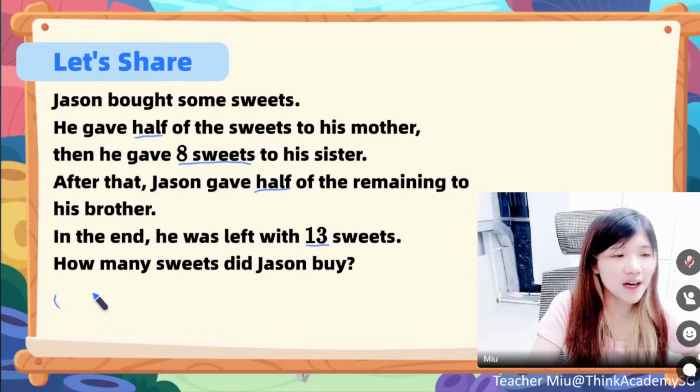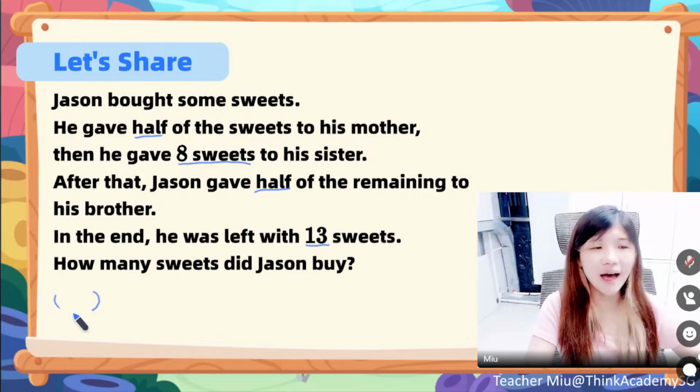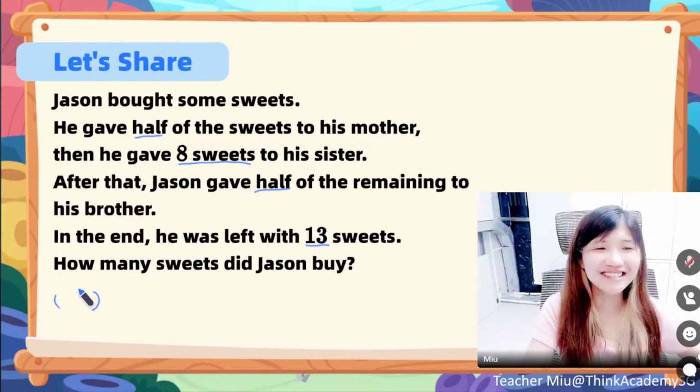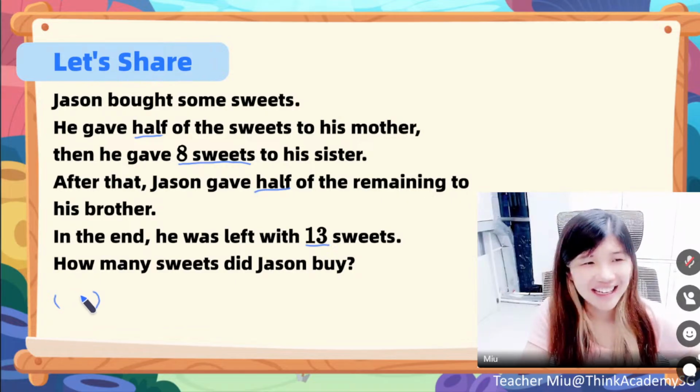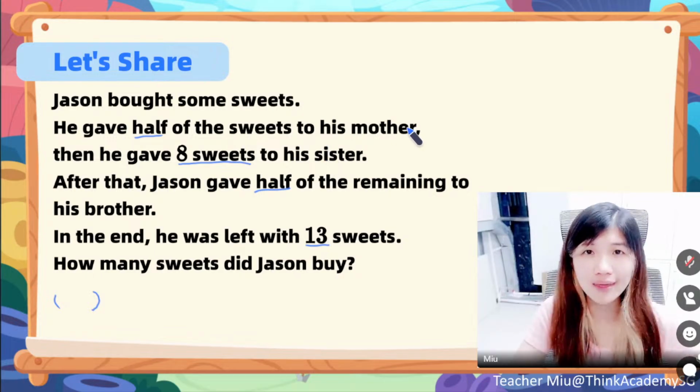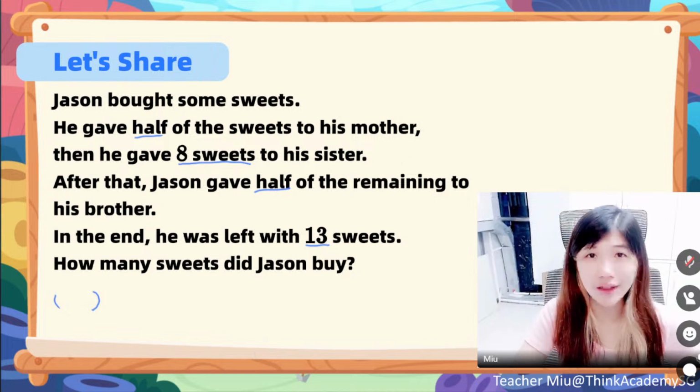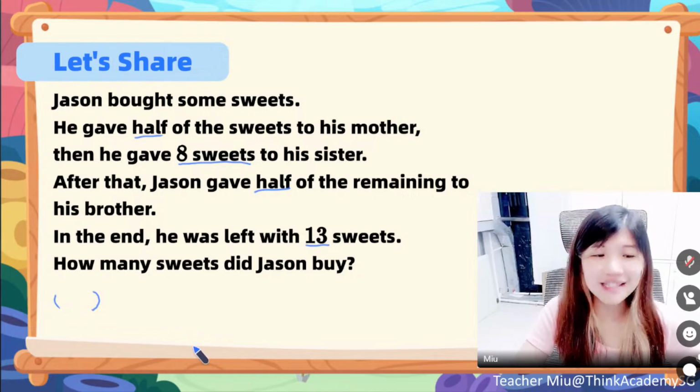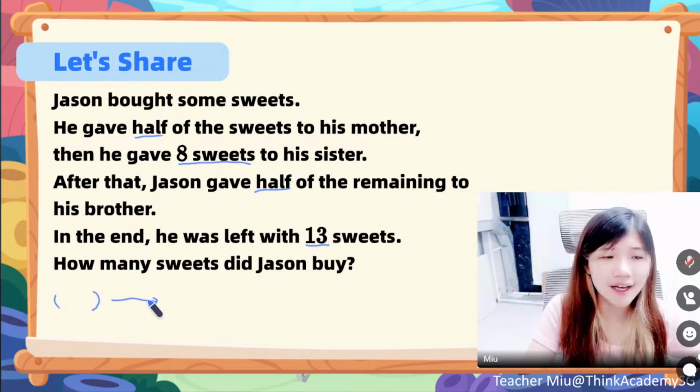First thing first, we have a bag for Jason carrying all the sweets inside, right? And then he gave half of the sweets to his mother. That means what? Do you remember? Half means what? Half means, good, that means divided by 2.